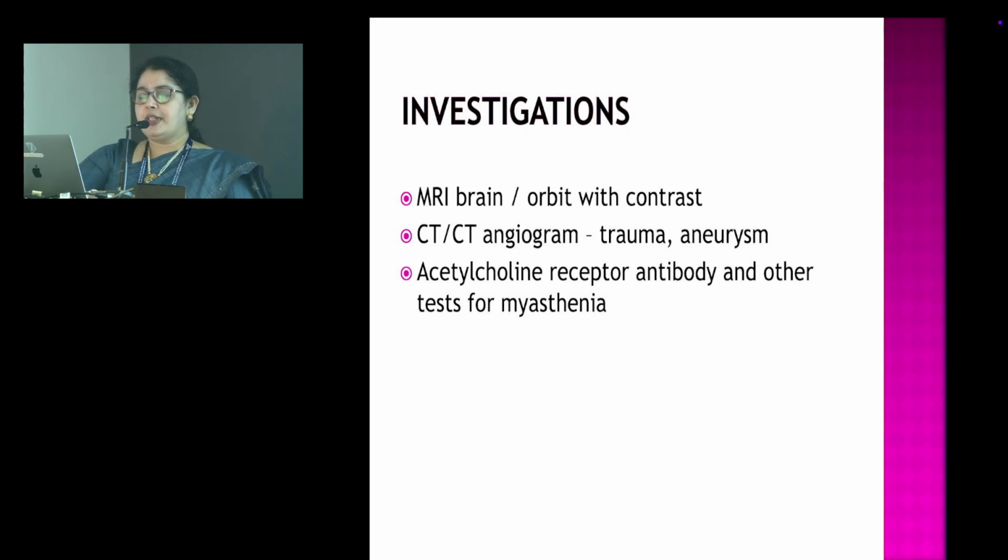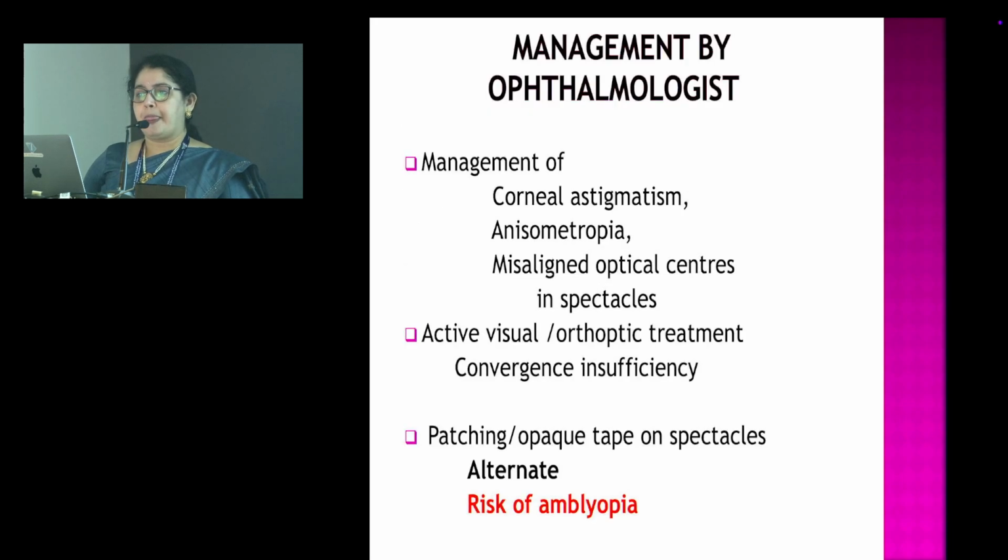Now, coming to investigations, they go usually under the purview of the neurologist or neurosurgeon, to whom we always refer these children. But we should know that the imaging of the brain and the investigations for myasthenia may form the major aspects. Now, as ophthalmologists, how can we manage? So, first is the management of all our refractive conditions, the astigmatism and anisometropia. Look at the spectacles, any misaligned optical centers.